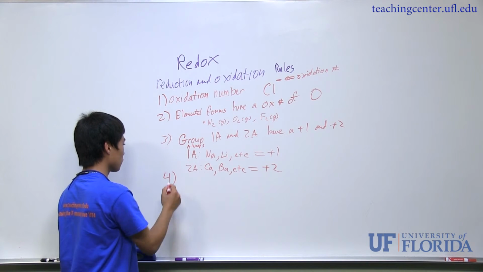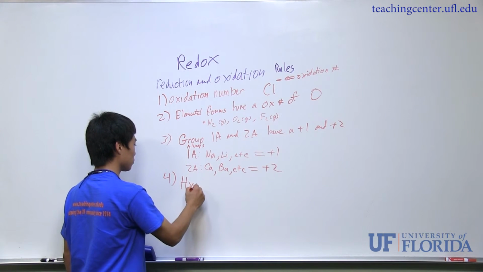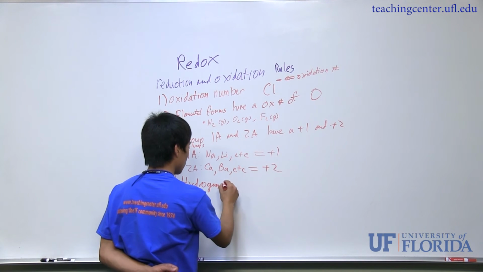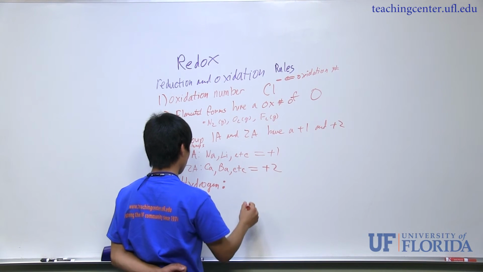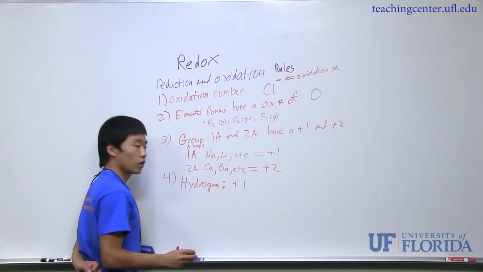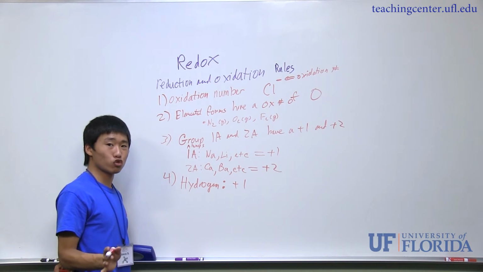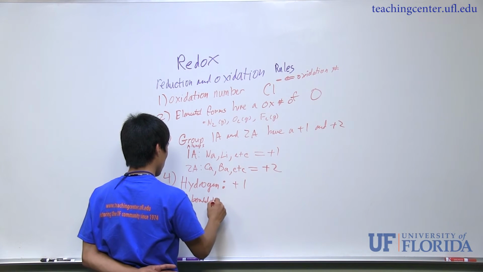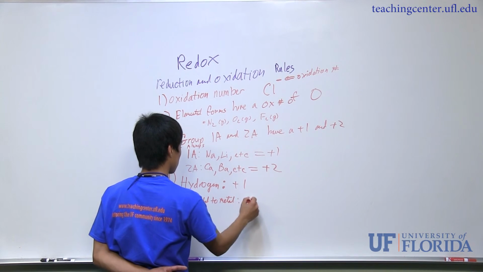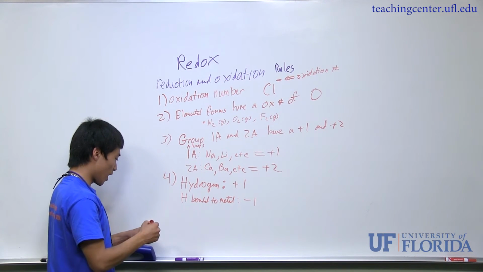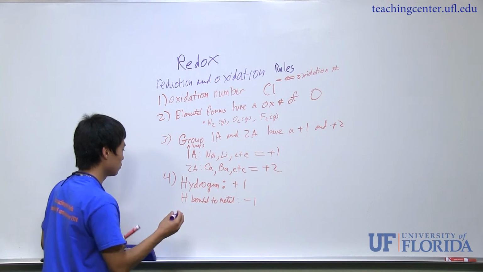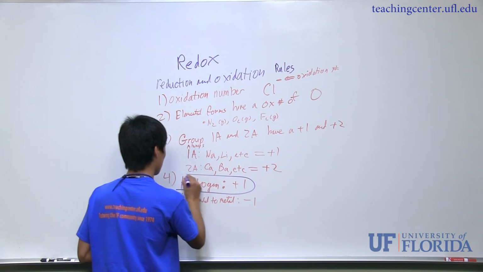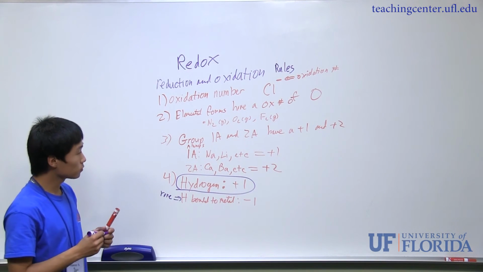Number 4 is that hydrogen, when bonded, in most cases has a +1 charge. The only exception is when it's bonded to a metal, which is extremely rare. So H bonded to a metal has a charge of -1. But usually, guys, this is very rare. I'll just put down rare. What you want to remember is that in general, hydrogen has a +1 charge.